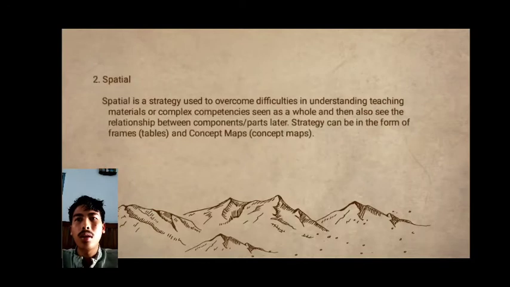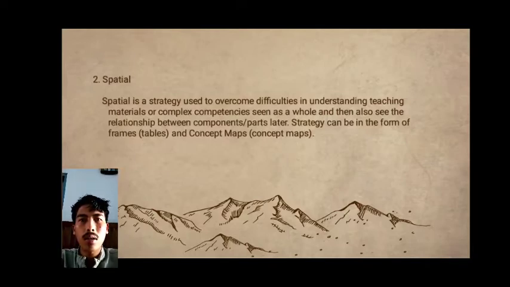Number two, is a strategy used to overcome difficulties in understanding teaching materials or complex competencies, seen as a whole, and also to see the relevance between competencies or parts later. The strategy can be in the form of frames, tables, and concept maps.